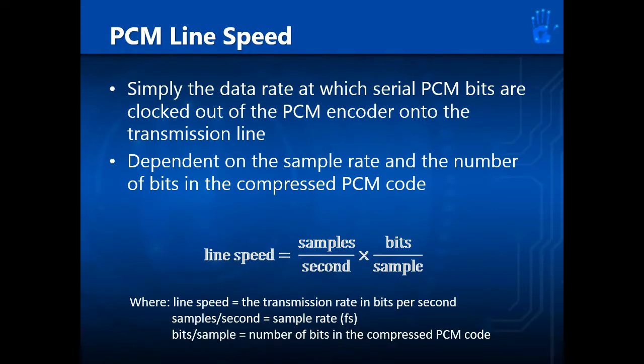PCM line speed. PCM line speed is simply the data rate at which serial PCM bits are clocked out of the PCM encoder onto the transmission line. It is dependent on the sample rate and the number of bits in the compressed PCM code. The formula is line speed equals samples per second multiplied by bits per sample. So in this formula, sample would cancel out, leaving the unit of line speed as bits per second.